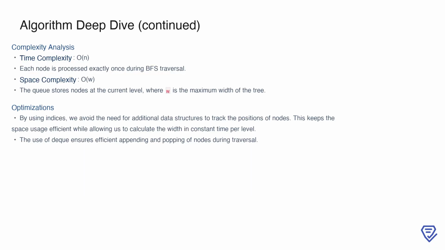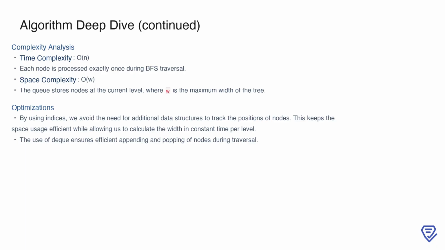Finally, let's analyze the complexity of this algorithm. The time complexity is O(n), where n is the number of nodes in the tree, since each node is visited exactly once during the BFS traversal. The space complexity is O(w), where w is the maximum width of the tree. This is because the queue stores all the nodes at the current level, and the size of the queue is at most the width of the widest level.